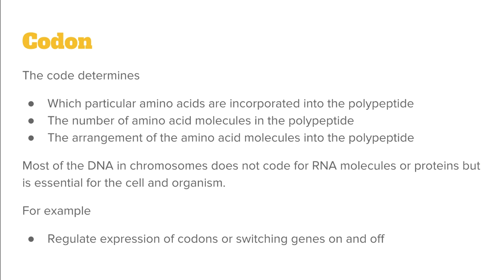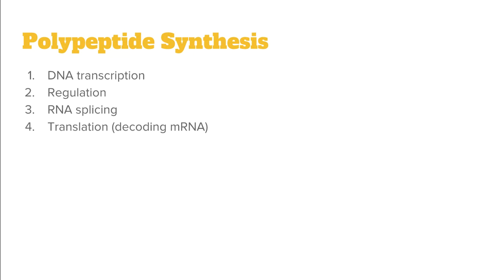Most of the DNA in chromosomes, in fact, does not code for RNA molecules or proteins, but is essential for the cell and organism. And we're going to look at those later, and we're going to look at how gene expression relates to these structures. Remember that I don't have it in the video, but there is a table which has all the codons and the series of 3 letters which code for each of those amino acids.